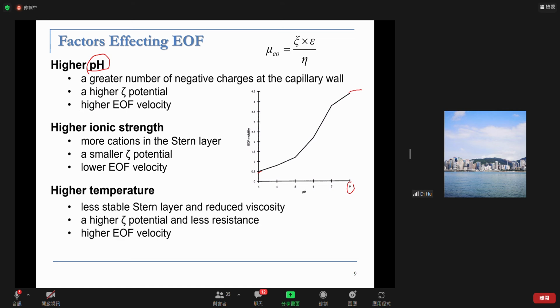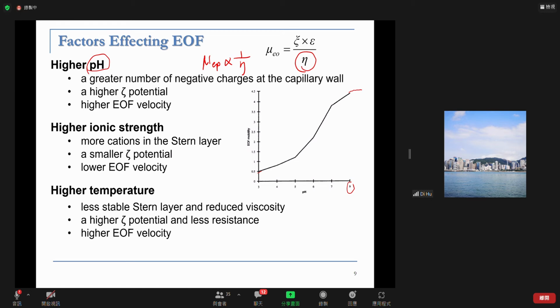How about temperature? Oh, you didn't talk about temperature before. Okay, but remember here, what is that? Viscosity. Do we see viscosity in electrophoretic mobility? Yes. So mu EP, remember, is also proportional to what? It's also proportional to the viscosity, right? So mu EP is also proportional to that.